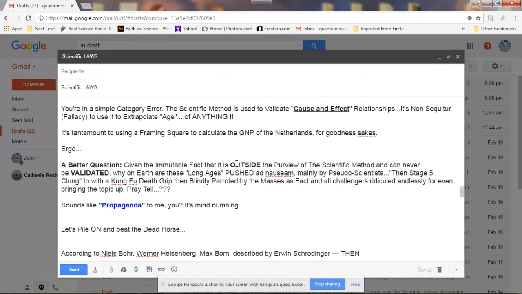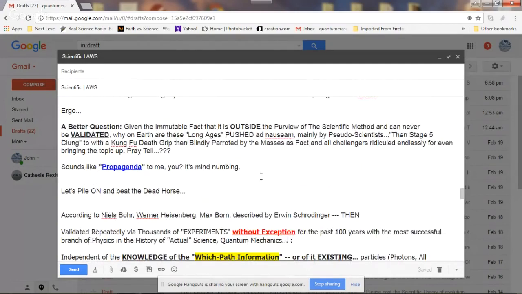This is a better question. Given the immutable fact that it is outside the purview of the scientific method and can never, ever be validated, why on earth are these long ages pushed ad nauseum, mainly by pseudoscientists, then clung to with a kung fu death grip, then blindly parroted by the masses as fact, and all the challengers ridiculed endlessly for bringing up the topic? Pray tell. Sure sounds like propaganda to me. It's quite mind-numbing. Let's pile on and beat the dead horse.